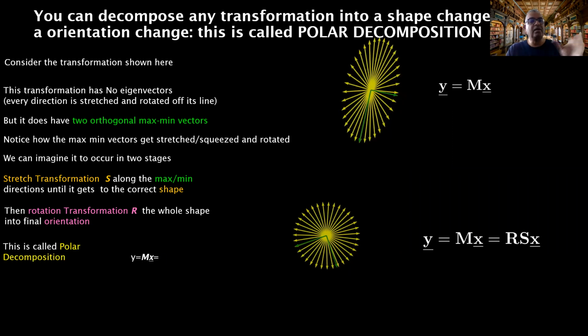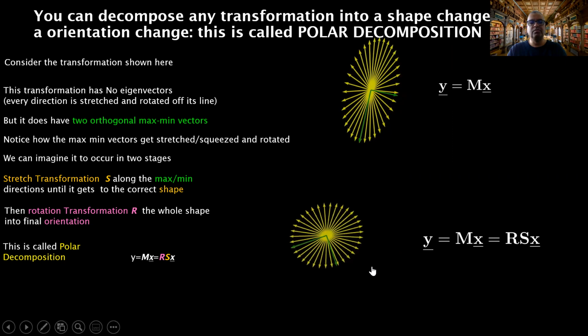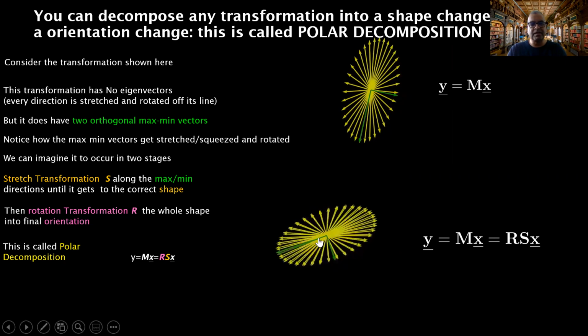By the way, this particular decomposition is called a polar decomposition, and it looks like this. We're going to split M into a symmetric matrix times a rotation matrix. So let's see how that goes. There, I'm only stretching. Can you see the min-max vectors are not changing direction? And then I rotate to the final shape. Let's play that again. Stretch first, that's the S acting, and then rotate the whole thing.